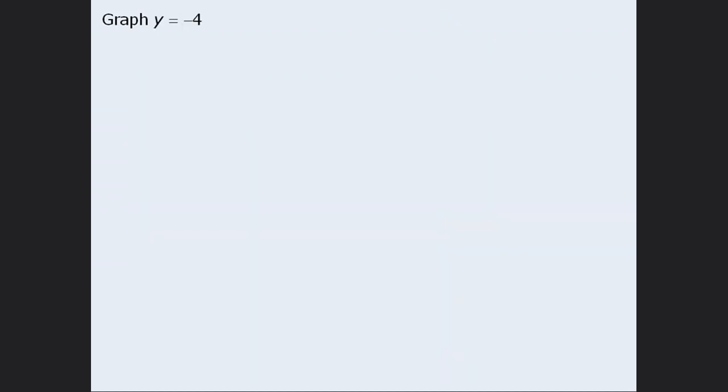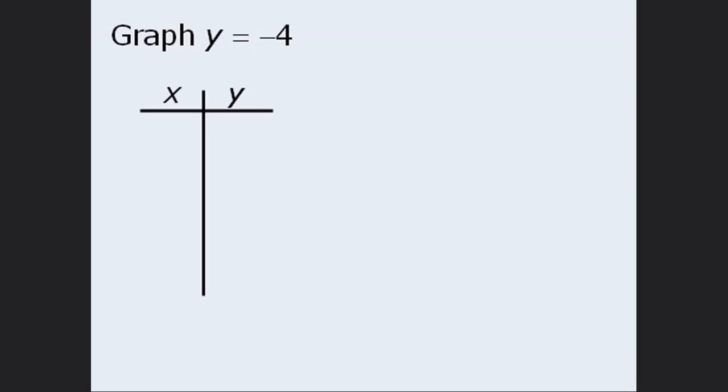Okay, now let's examine equations in the form y equals k. We'll do this by graphing the equation y equals -4. So what are some possible solutions here? Well, the equation tells us that y must equal -4, but places no restriction on the value of x. So one solution could be x equals 3 and y equals -4. Another solution is x equals 0 and y equals -4. And here are two more solutions.